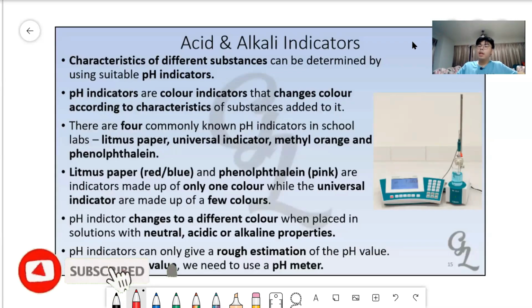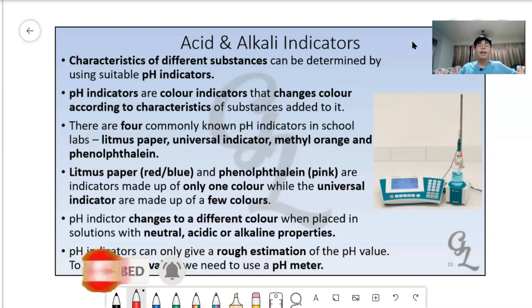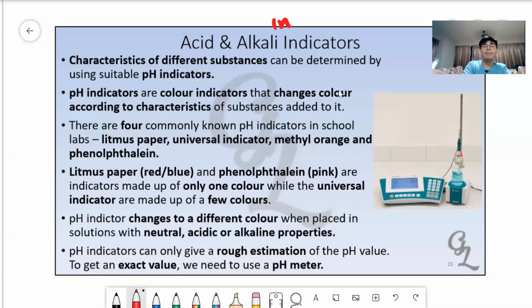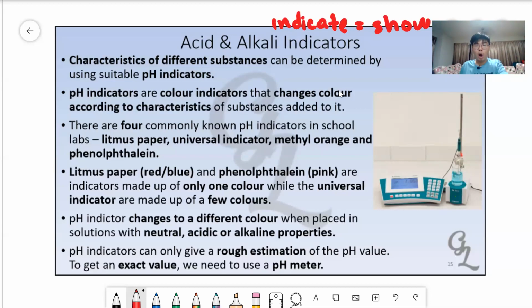So let us move on to the acid and alkali indicators. Indicator means what? Indicator comes from the English word indicate. You know the indicate means what? Indicate means show. S-H-O-W. Show. We want to show whether or not that thing is acid or alkali. We will use an indicator.